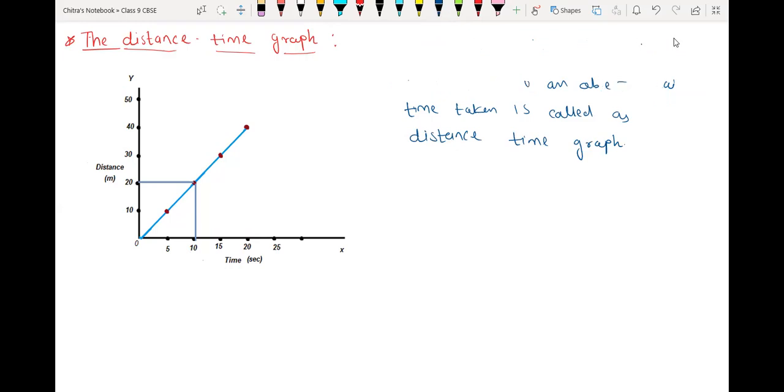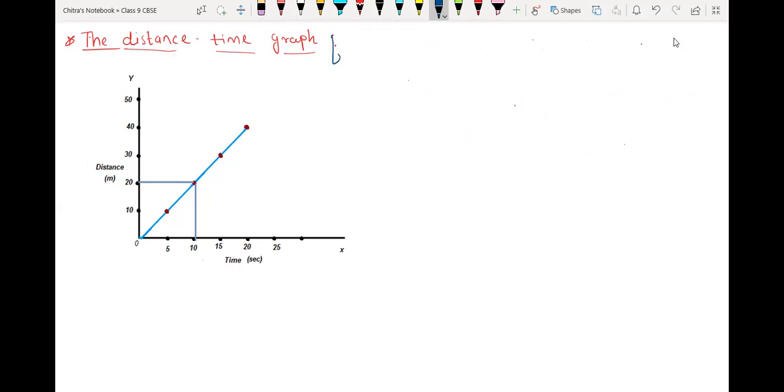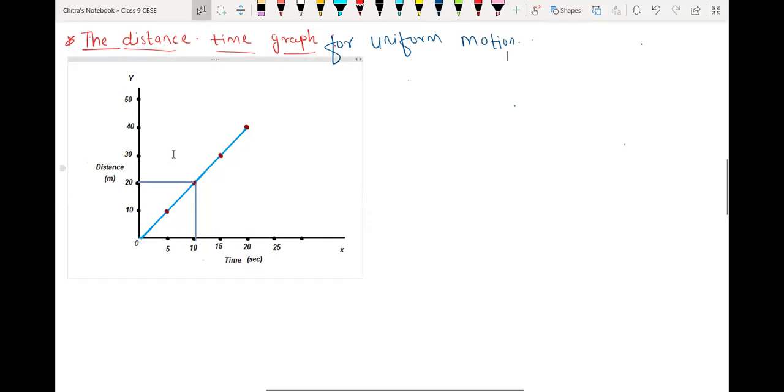And now we are going to start the distance time graph for uniform motion. We have to go through one example, so I'm using one table here. Let me erase that diagram. I'm taking a table here.